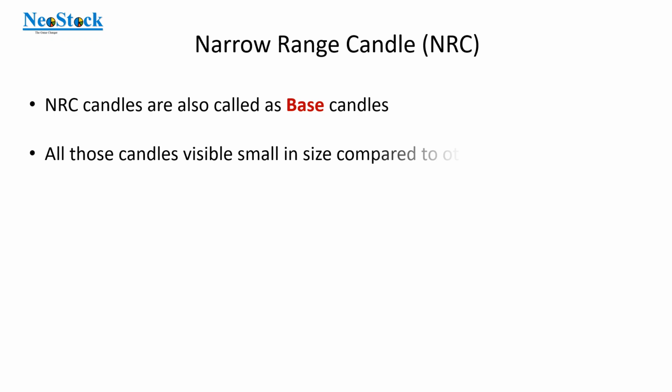What are narrow range candles? All those candles visible small in size compared to the other candles in a chart. So all these candles look small in size. Your eyes can recognize them as these candles are very small. And all such candles can be called narrow range candles. And we have one more way we can identify.